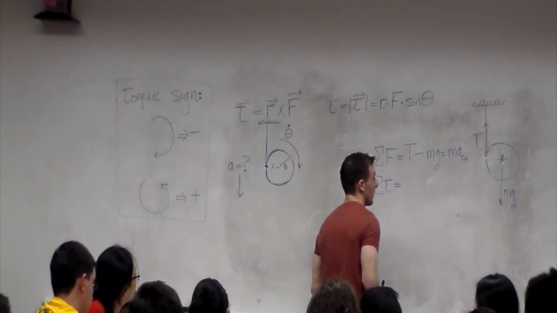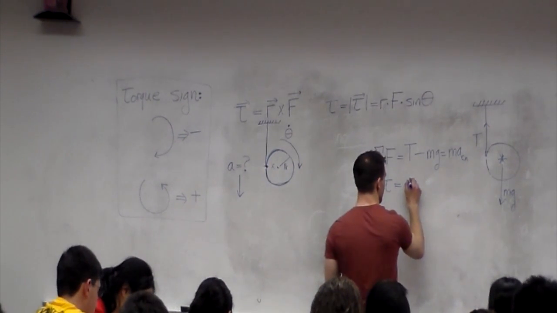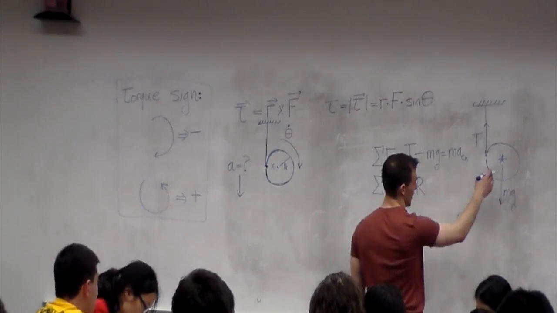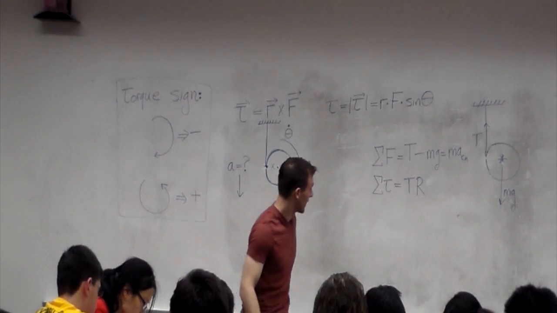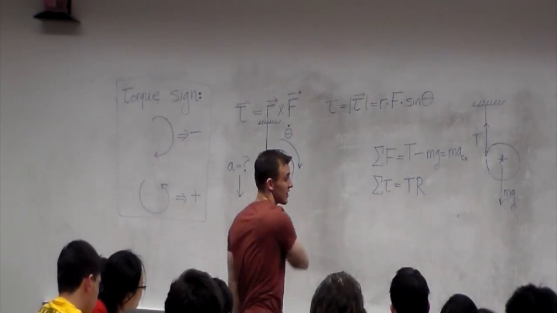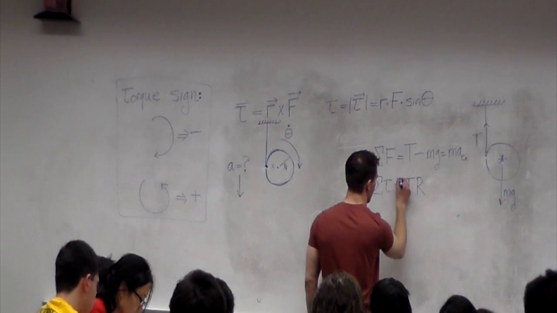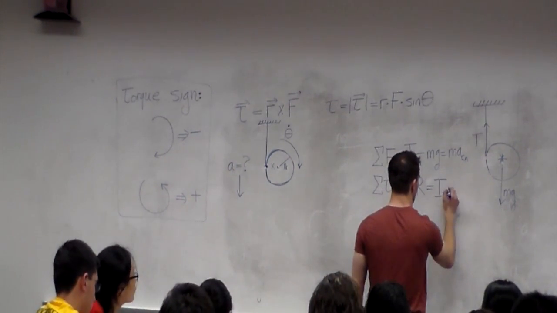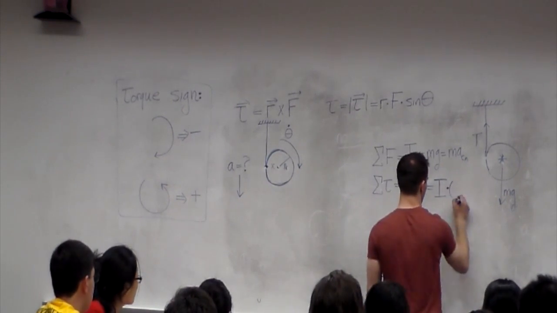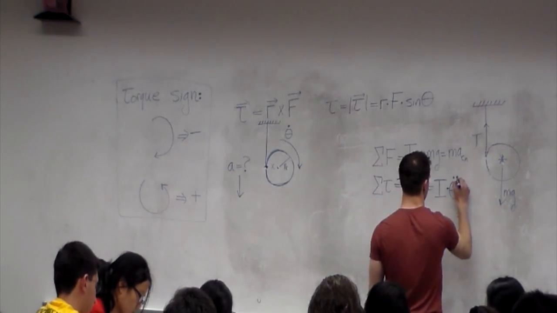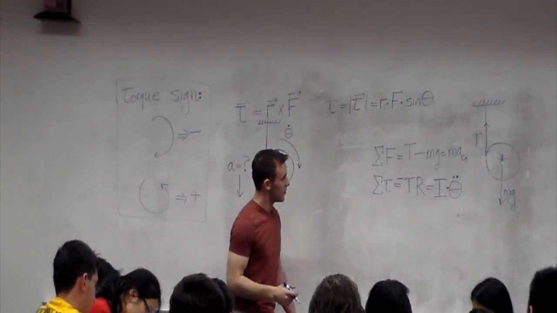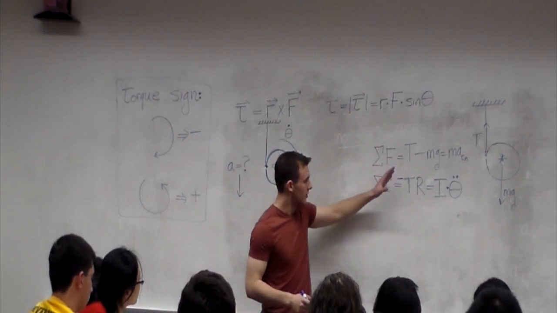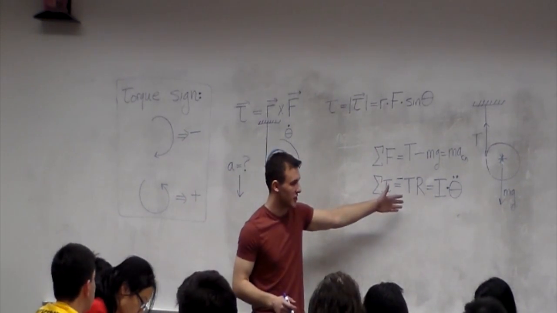And so now I have to say this is the tension times the radius times the sine of 90 degrees, which is 1 again. And again, this is trying to make it rotate this way, so I'm going to need another minus sign. And this is equal to I times theta double dot. Notice, though, that now both equations involve T. So I'm going to have to eliminate the tension somehow.